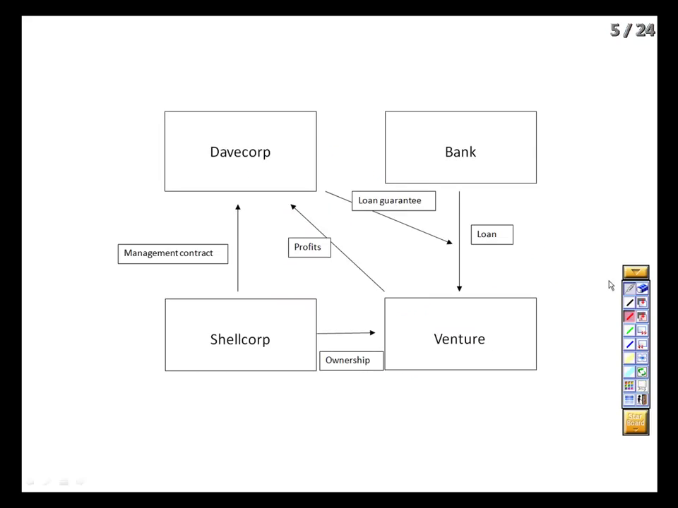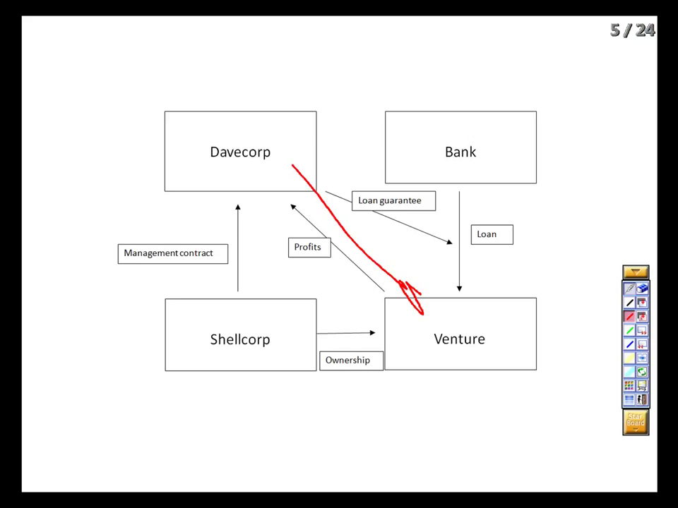On the next page of your notes, you will see an illustration of how contracts used to be structured to avoid consolidation. Let's say that Dave Corp wants to get into this venture down here, and it's going to require a lot of debt, but Dave Corp doesn't want that debt showing up on its books through consolidation. What it does is it hires someone to act as a shell corporation, and it's this corporation or individual that has the controlling or complete equity interest in the venture.